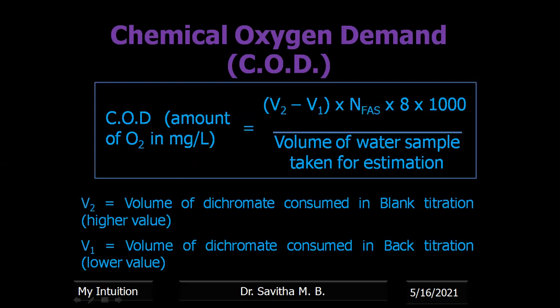Okay, so then you have the formula to find out the COD. V2 will be taken as blank titer value. V1 is back titer value, into the strength of FAS, into 8, which is the equivalent weight of oxygen, into 1000 because we need to express in milligrams. So grams we are converting into milligrams. Therefore, we need to multiply by 1000, divide by volume of the water taken for titration, how much you have taken. Okay, so with this formula we can find out the COD.